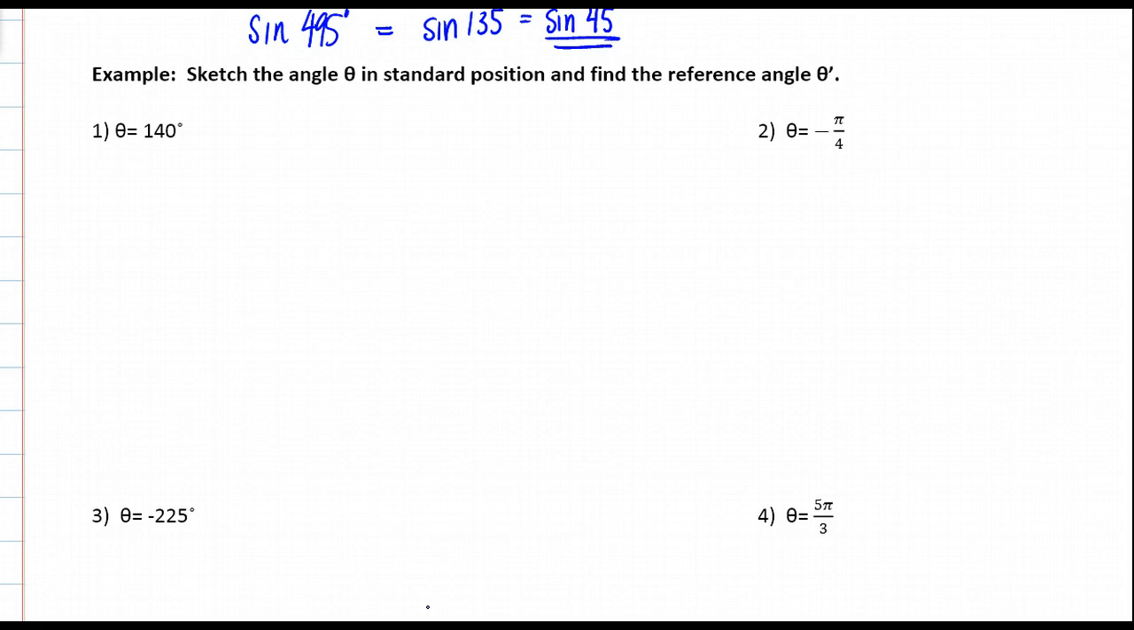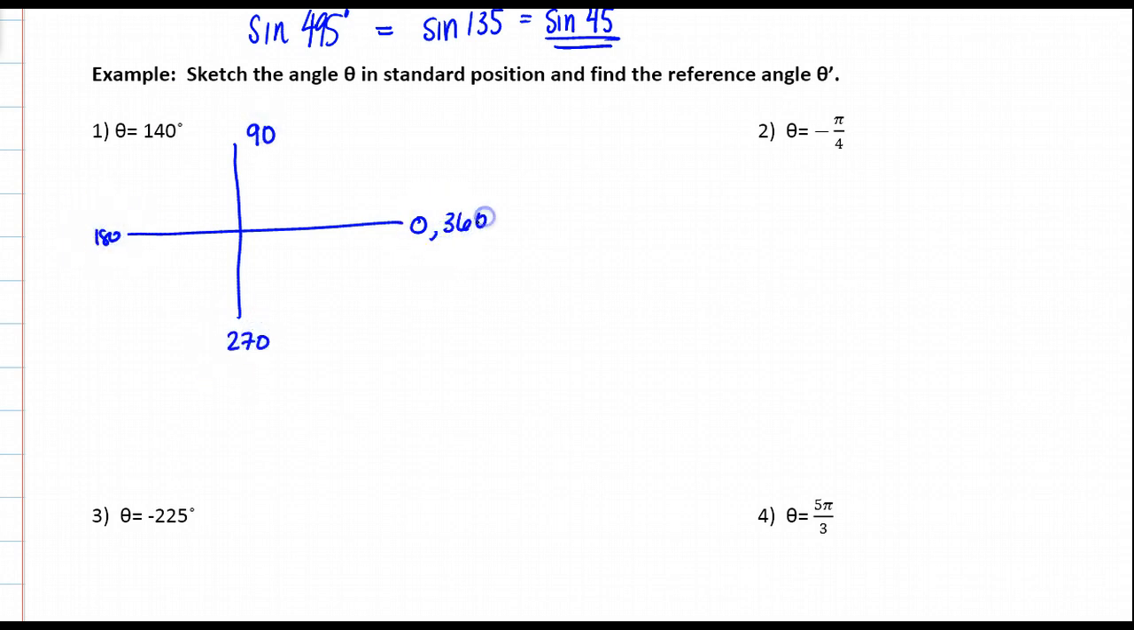So if I want to sketch the angle in standard position and find my reference angle, I need to start with my x and y axis, and I like to label them on every problem. So I'm in degrees, and I'm going in the positive direction, so 0, 90, 180, 270, and 360. I like to do this so I know exactly where my angle is supposed to go. I know that 140 is between 90 and 180, so I start at 0, my initial side, and my terminal side is going to be somewhere between 90 and 180.